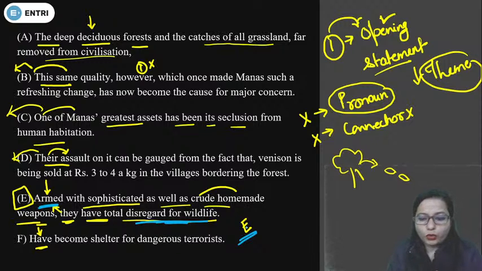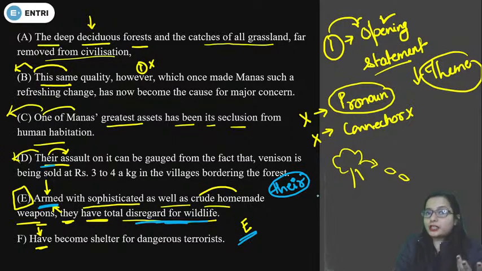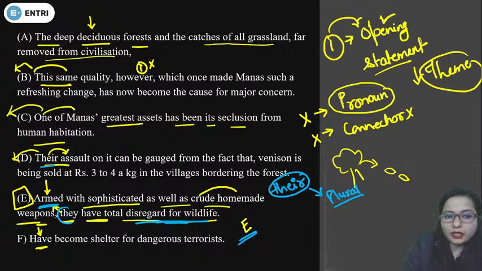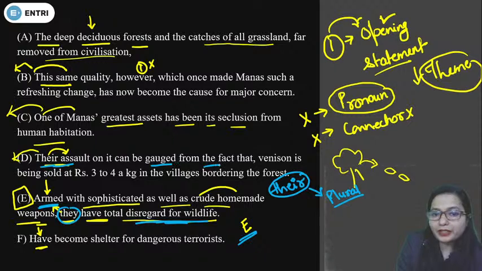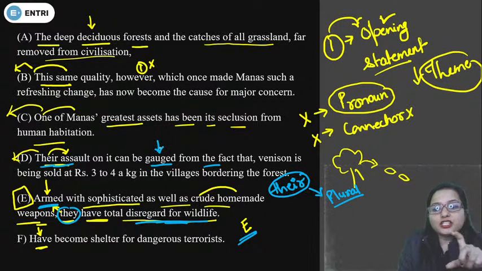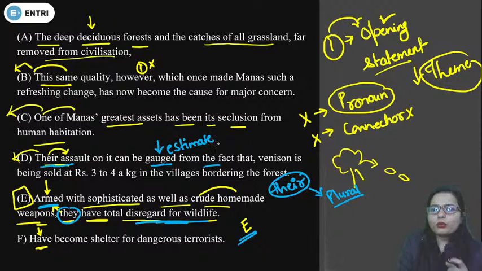Now what should be the next sentence? Their assault, as you can see, is written. Their is used to show the possession of plural nouns, and we have a plural noun here, they. Now, their assault on it, can we say this here? Their assault on it can be gauged from the fact. Okay, I know some words are complicated. So what is the meaning of gauge here? Gauge means to estimate or to evaluate. Okay, to estimate something, or in simple words, to have an idea about something.